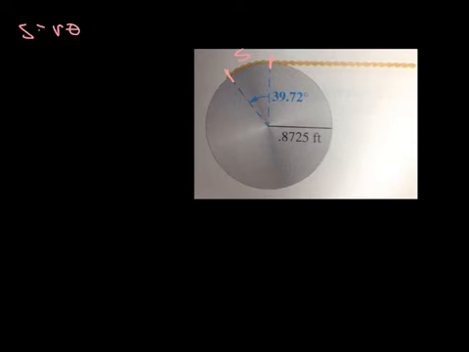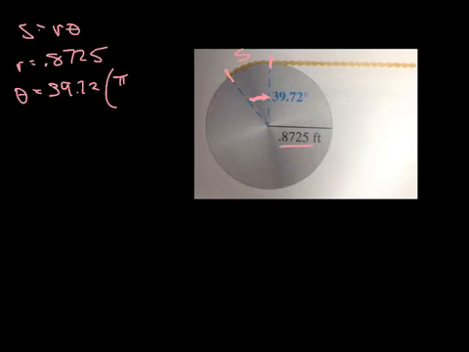All right, let's see what we've got. We've got a radius of 0.8725, so that's our R. R equals 0.8725 feet, so it's almost 9 inches. The central angle is 39.72, and it's in degrees. So theta is 39.72. You need to change that to radians, so we multiply it by pi over 180.